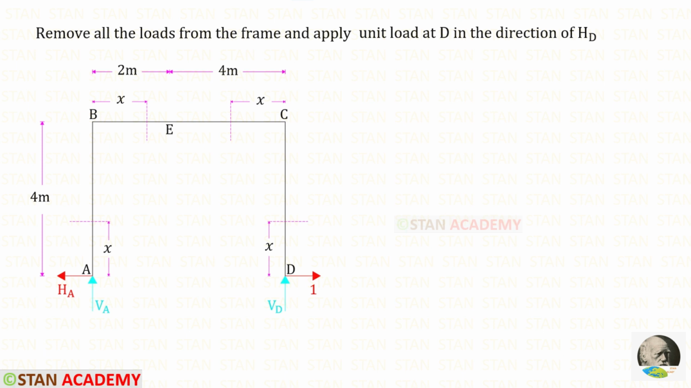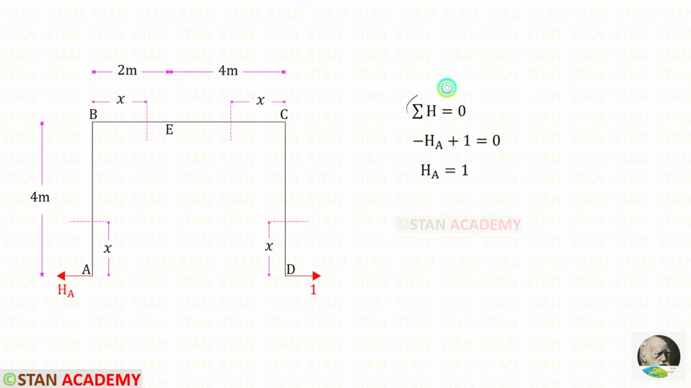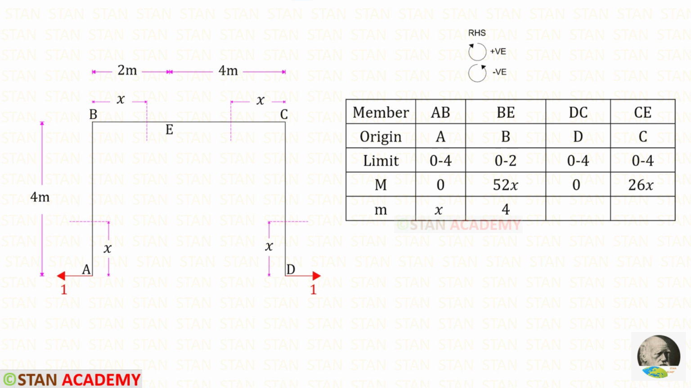Now we need to remove all of the loads from the frame and we have to apply unit load in the direction of HD. By taking moment about D, we can find VA, which is 0. Then by applying this rule, we can find VD, which is also 0. By applying this rule, we can find HA. Let us find the moment M in AB. HA is acting in the clockwise direction, so that it will be positive and the distance is x. 1 into x, it will be x.